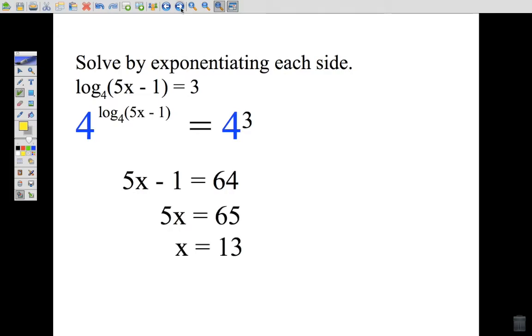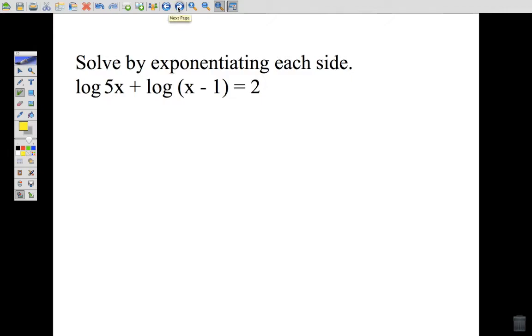We're going to add 1 to both sides and then divide by 5. Quick double check, 5 times 13 minus 1, yes, that will still be a positive number, so 13 is a good solution. Let's look at one last example. Once again, we're going to solve by exponentiating each side. But this problem is a little bit different from the previous one because it is indicating that we are taking a sum of two logs.